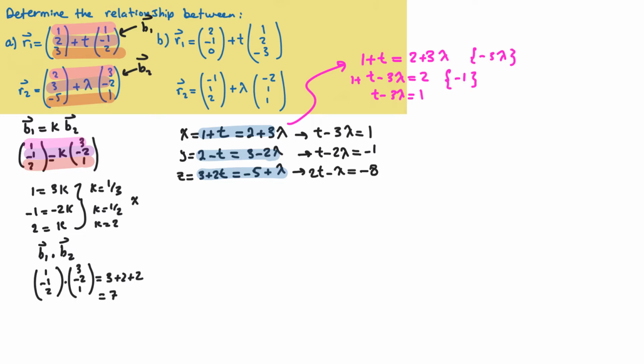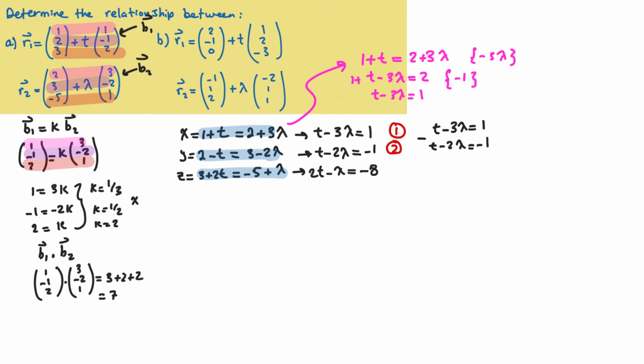Once we have this, we can use two of the equations to find t and lambda. So let's call this equation 1 and this equation 2. I'm going to write both of them down here. t minus 3 lambda is equal to 1, and t minus 2 lambda is equal to negative 1.